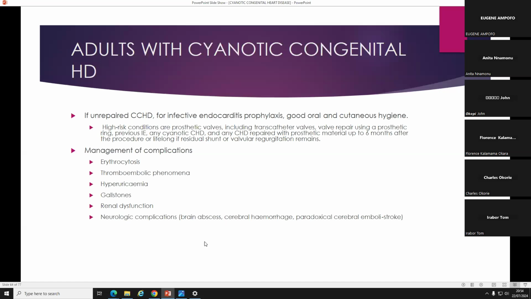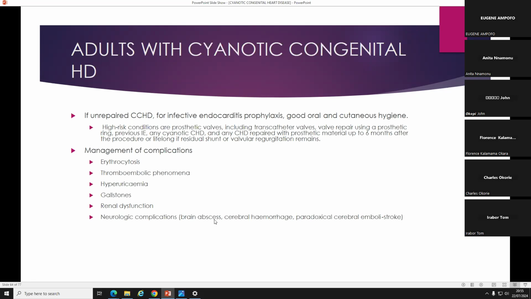In patients that have unrepaired cyanotic congenital heart disease, they do require infective endocarditis prophylaxis, good oral and cutaneous hygiene. We discourage things such as tattoos and ear piercings because they are prone to infections, just in case they are asked. High-risk conditions include prosthetic valves, including transcatheter valves, any cyanotic congenital heart disease, any congenital heart disease repaired with prosthetic material up to 6 months after the procedure, or lifelong if there's a residual shunt or valvular regurgitation remains.